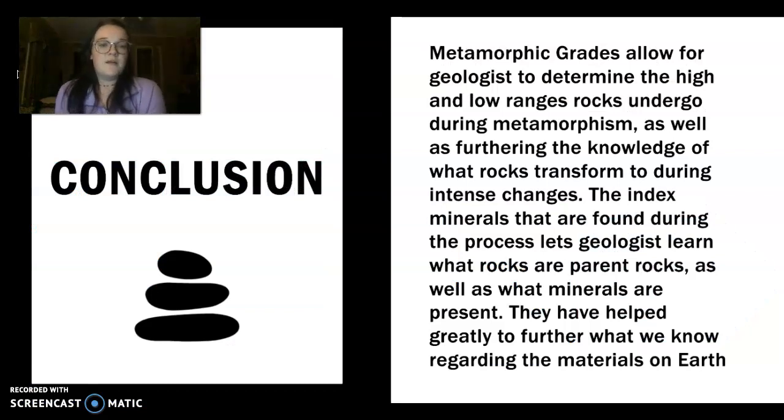Conclusion. Metamorphic grades allow geologists to determine the high and low ranges rocks undergo during metamorphism, as well as furthering the knowledge of what rocks transform to during intense changes. The index minerals that are found during the process let geologists learn what rocks are parent rocks, as well as what minerals are present. They have helped greatly to further what we know regarding the materials on Earth that we share.